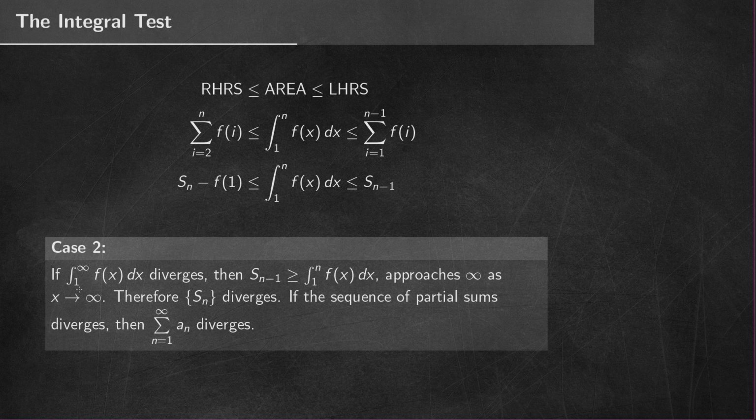Now, case 2, what if our integral diverges instead? Well, we have this n minus first partial sum greater than the integral. And if the integral diverges and s sub n minus 1 is greater than something that diverges, then it must also be divergent. And if the sequence of partial sums diverges, then our series also diverges.